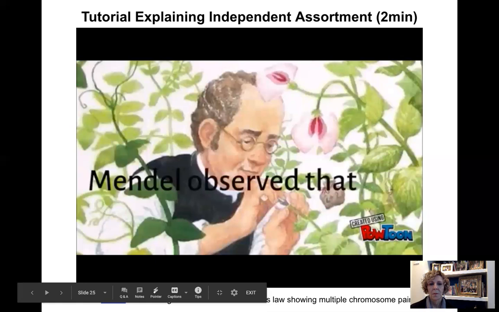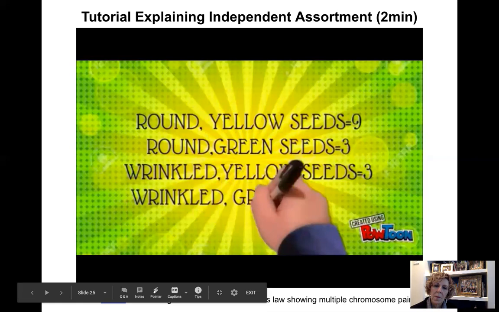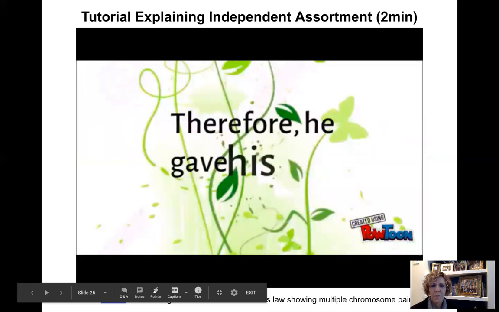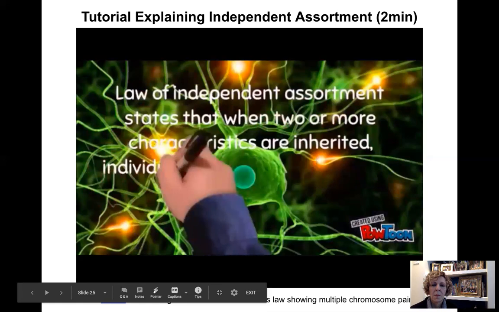Mendel observed that the progeny included 9 round and yellow seeds, 3 round and green seeds, 3 wrinkled and yellow seeds, and 1 wrinkled and green seed. Therefore, he gave his third law. Law of independent assortment states that when two or more characteristics are inherited, individual heredity factors assort independently during gamete production.